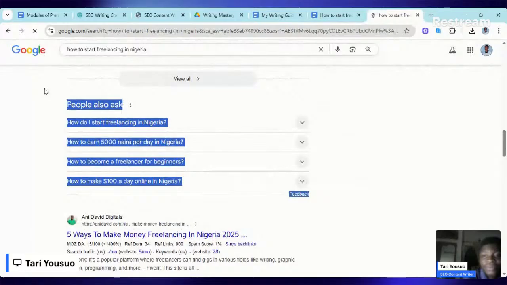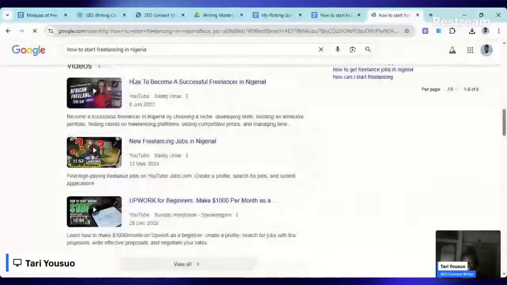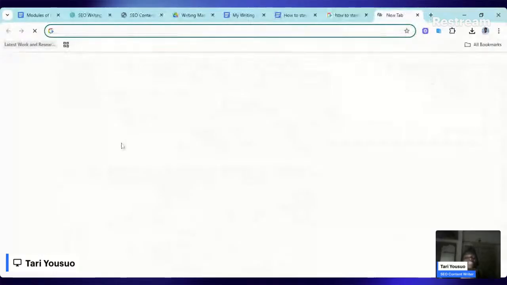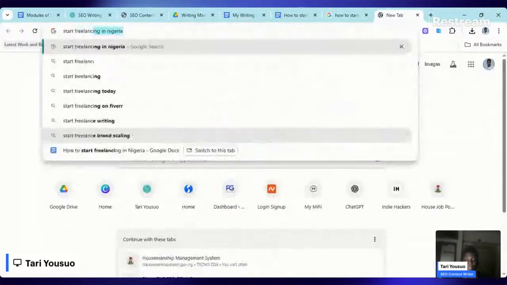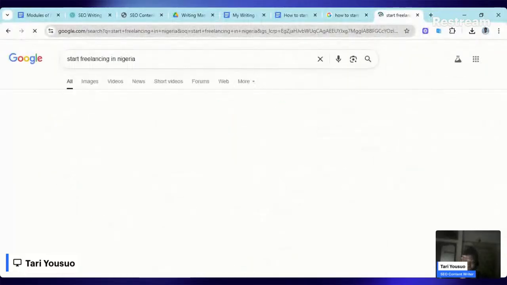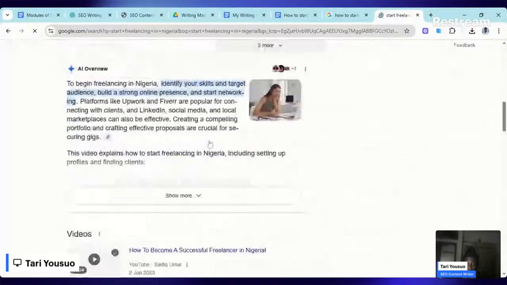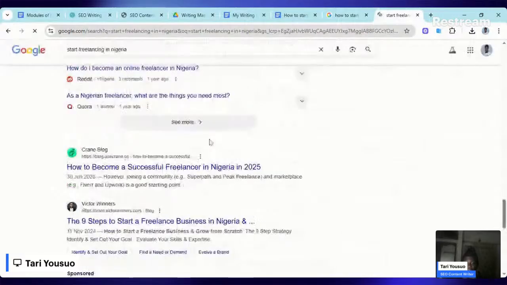I'm trying to research for an article or problem, and if you don't see people also ask, then you need to refine your search. Like initially I typed in start freelancing Nigeria and this thing showed up. That was an error, I think. I should try it again and see. Okay, so I think it just has to do with that search term.